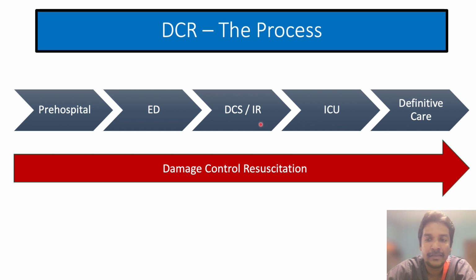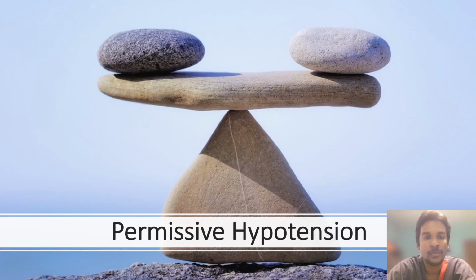Bear in mind that surgery does not follow resuscitation. It is actually a part of resuscitation, and DCS is a component of DCR. Now we'll go to the first component of DCR, which is permissive hypotension.